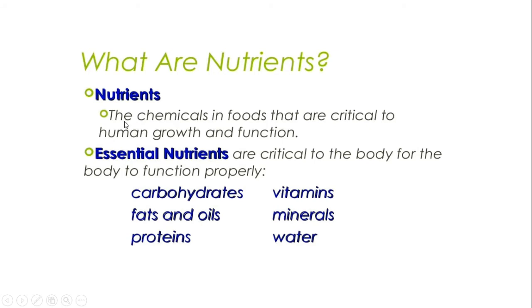So as I said, the chemicals in food that are critical to human growth and function are nutrients. The essential nutrients are carbohydrate, fats and oils, proteins, vitamins, minerals, and water.